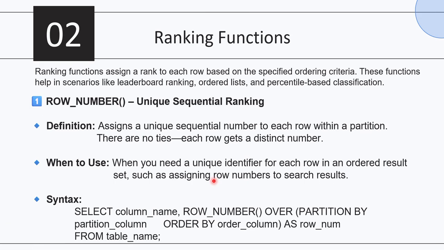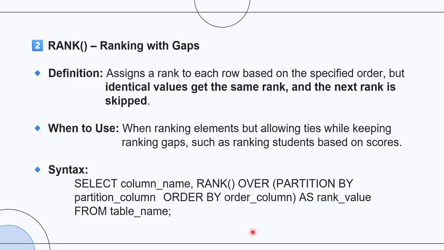Now the next function is ranking functions. Ranking functions assign a rank or a position to each row based on the specified sorting order. It can be descending or ascending. The first function is row number. Row number assigns a unique sequential number to every row. Even if two rows have the same value, each row receives a different number. So the syntax is SELECT column name, then the ROW_NUMBER function OVER PARTITION BY partition column, ORDER BY order column AS row number FROM table name.